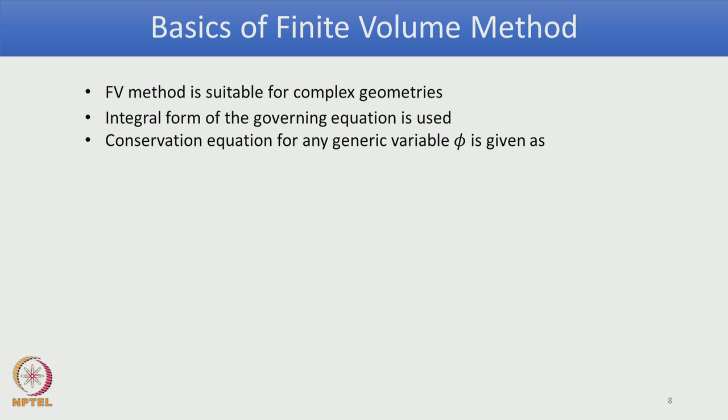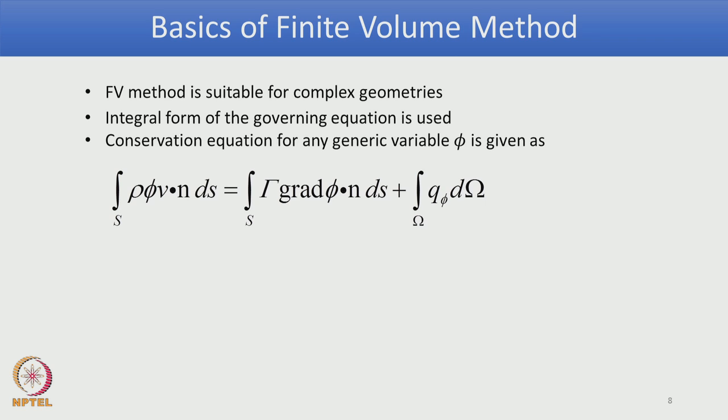Consider the equation for any generic variable phi, say, given in integral form as shown here. So, the integral over the surface of rho phi v dot n dS will give you the flux crossing control surface S. It may be entering, it may be going out. In general it is called flux crossing, and it is equated to diffusion, again integrated over the surface.